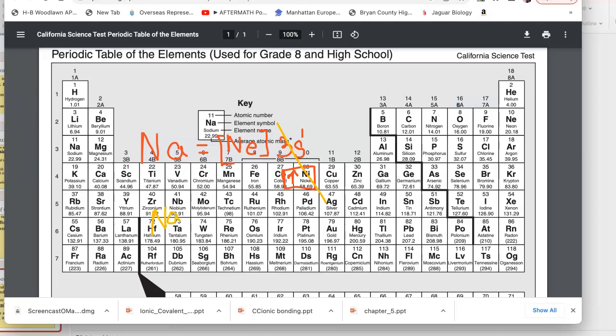It would really help if you make a little legend that says loss of electrons. Loss would lead to a positive charge, right? It's a positive charge because there are more protons than there are electrons.